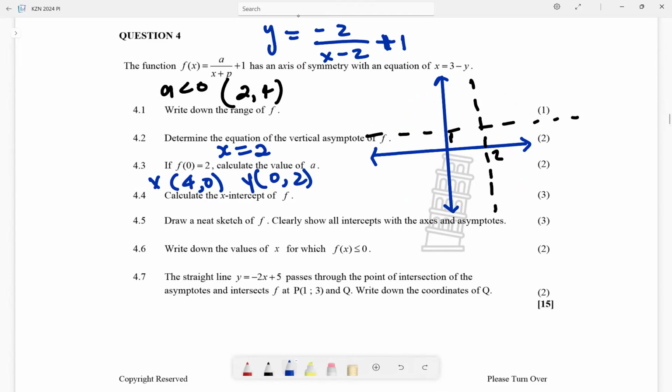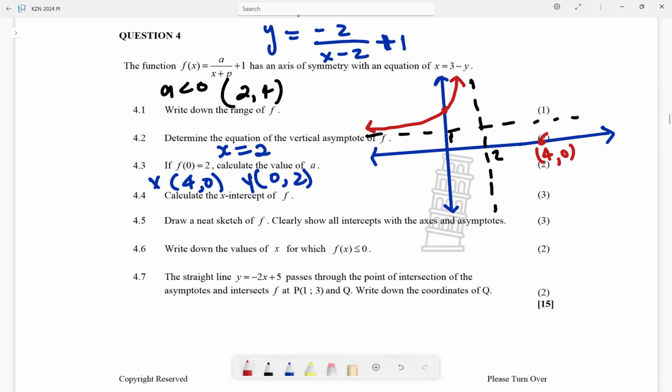Okay, let me use a different color. Let me extend this line like that. So this is going to be 4 and 0, somewhere here. Then we have 0 and 2. If this is 0, then 2 is somewhere here, okay? So it means I'm going to draw on quadrant 2 like that.